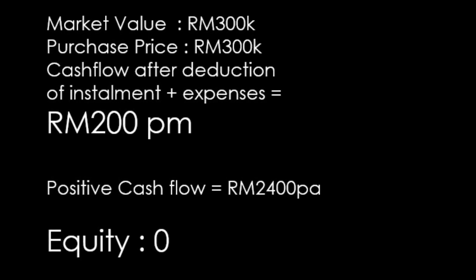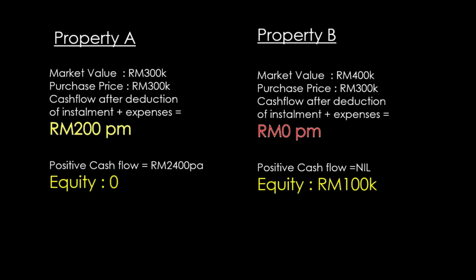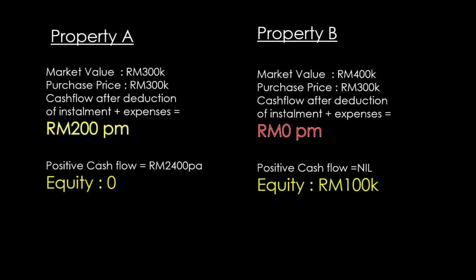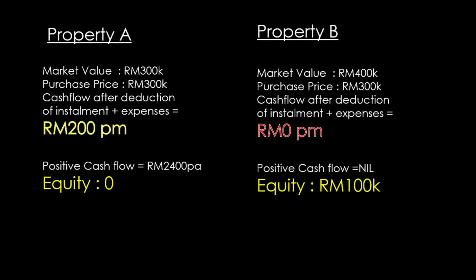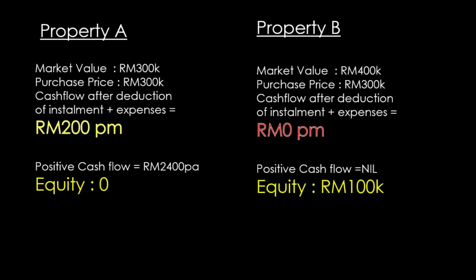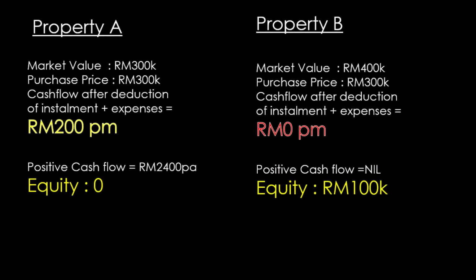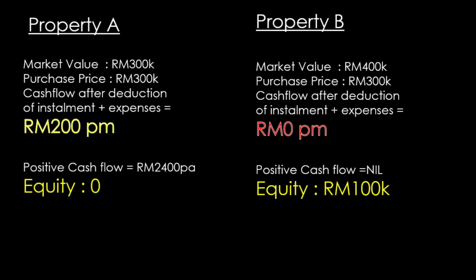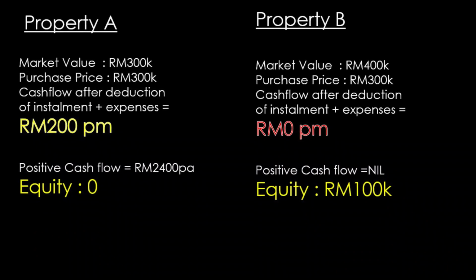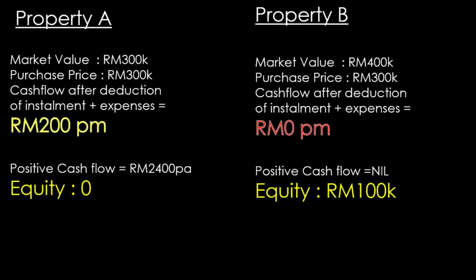Versus another property where you are also able to buy it at 300,000, but the actual market value is 400,000. But the negative thing about this is that the rental income for this property is just able to nicely cover your monthly installment, and it will not produce you with any positive income. So which one would you buy? Let us do a calculation.